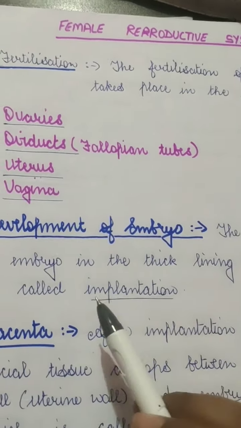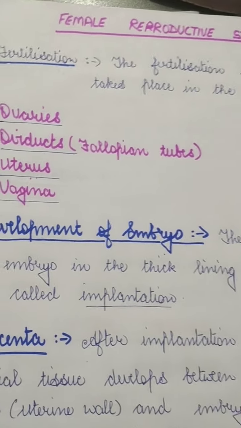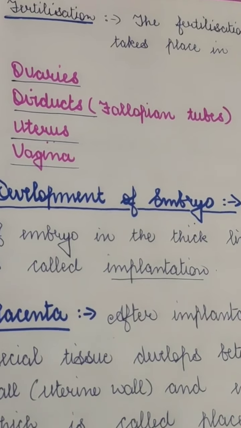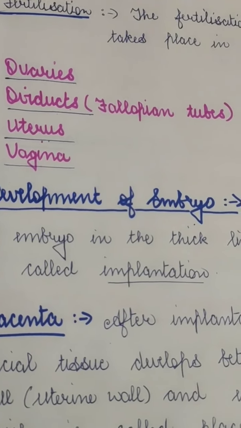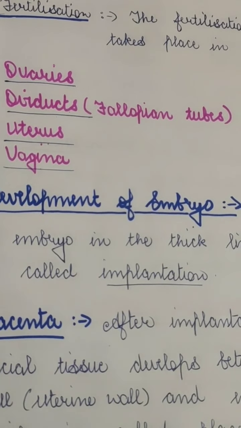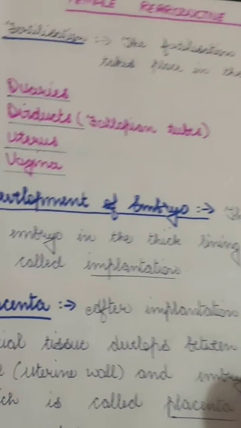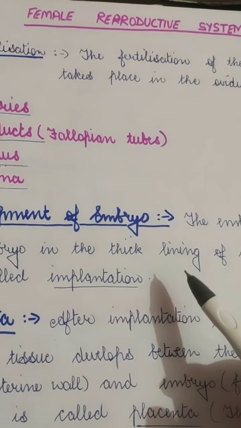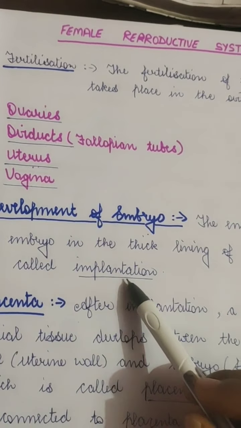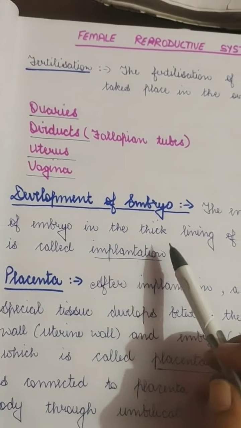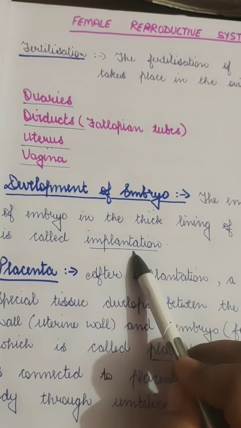So here is the development of the embryo. The first stage is when the zygote is formed. After the zygote is formed, it develops into the embryo, and when the embryo gets stuck to the uterus, that is called implantation. So the embedding of the embryo in the thick lining of the uterus is called implantation.